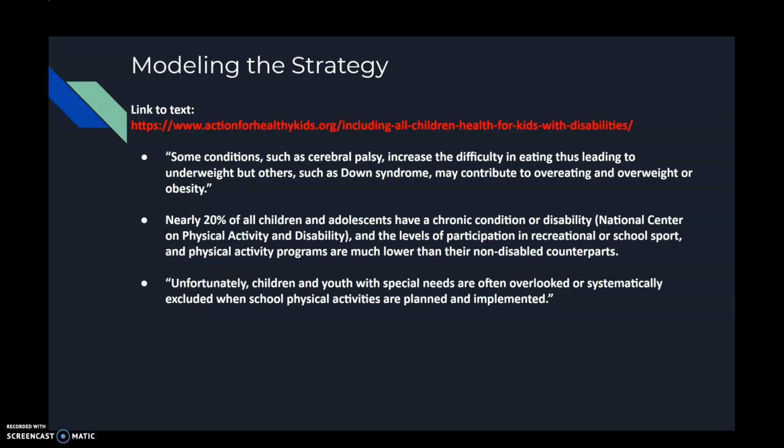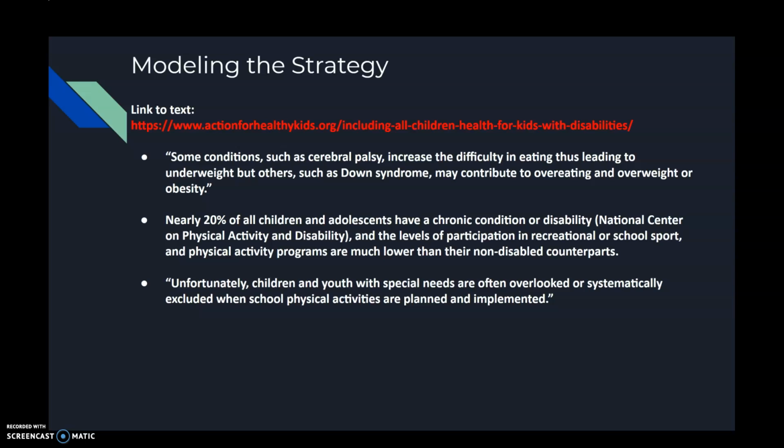Now, let's say we continue on reading. Nearly 20% of all children and adolescents have a chronic condition or disability, and the levels of participation in recreational or school and sport and physical activity programs are much lower than their non-disabled counterparts. So for this, I'm going to hold up the N card, the I notice card. I learned something interesting. I never knew that 20% of all children and adolescents had a chronic condition or disability. That was something that was surprising to me, something that stood out to me. So I'm going to hold up the I notice card and share that with the class.